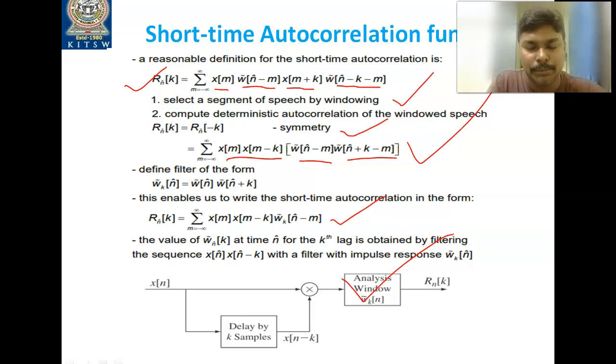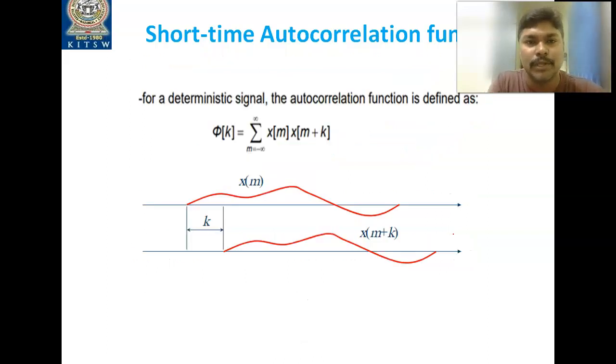This is a block diagram representation of how we take the sequence x of n, which is a speech signal for our application, and how we calculate the Rn of k, that is, the autocorrelation. First, x of n is taken directly to one multiplier, and then another sequence, shifted and delayed by k samples, x of n minus k, is taken. The two are multiplied, and we apply the window technique and have the Rn of k, that is the short-time autocorrelation function. So this is the short-term autocorrelation function for a deterministic signal. The autocorrelation function should be like this.